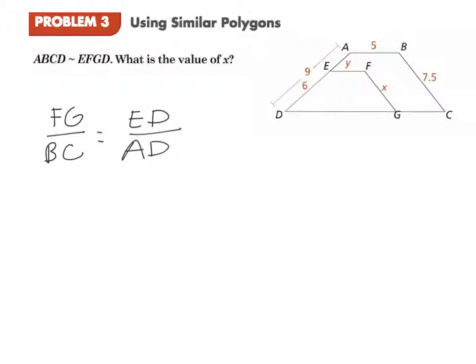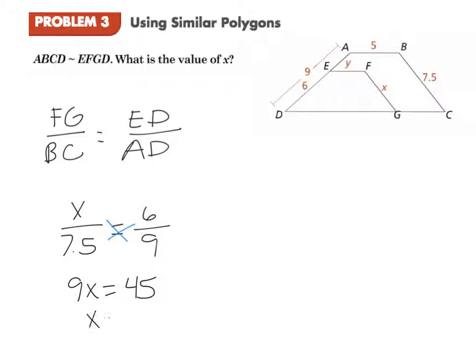Let's go ahead and substitute in the numbers. So FG is x, BC is 7.5, ED is 6, and AD is 9. Let's go ahead and solve this by cross multiplying. So I have 9x equals 45 and x equals 5.